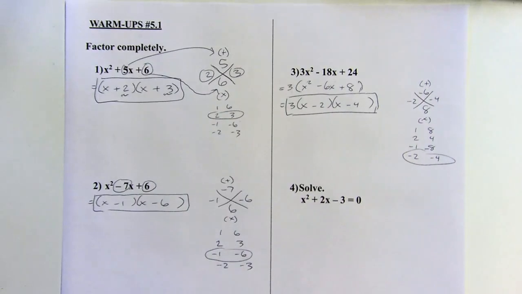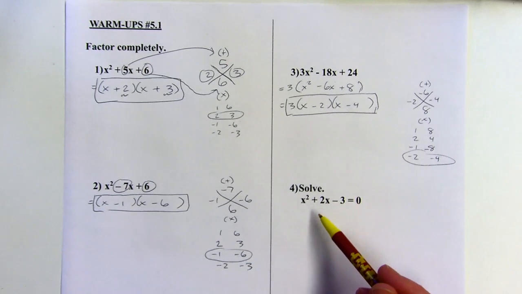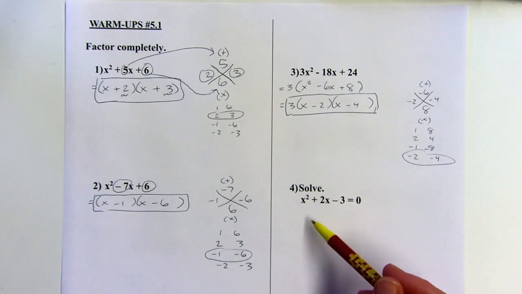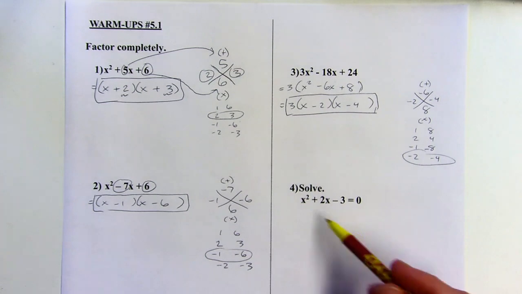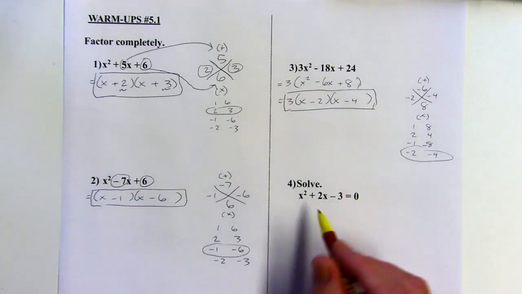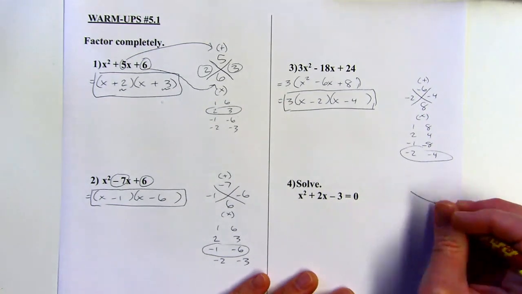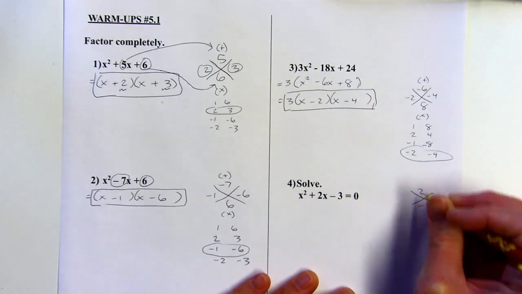Okay. All right, this last one's a little different because it doesn't say factor, it says solve. Solve means find the x value that satisfies this equation. And what I'm going to do is factor the left side of it first, but that's not going to be the end of it. Okay, so looking at the left side, there's no common factor there. I can use a diamond problem though.